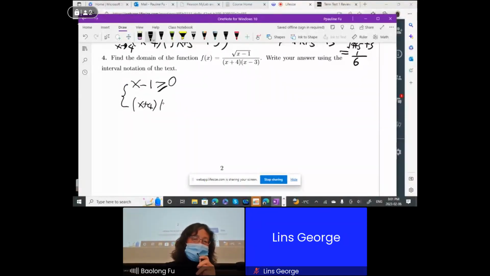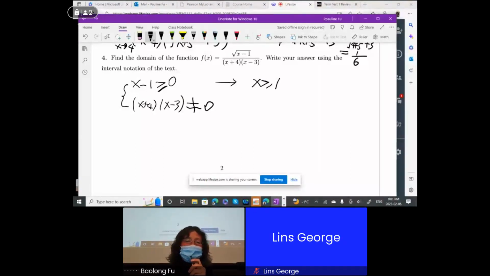So the denominator is x plus 4 times x minus 3. This must not equal to 0. And from equation 1, we get x greater or equal to 1. And from equation 2, we get x not equal to -4, x not equal to 3. And this is and.